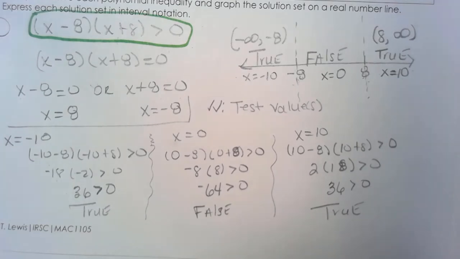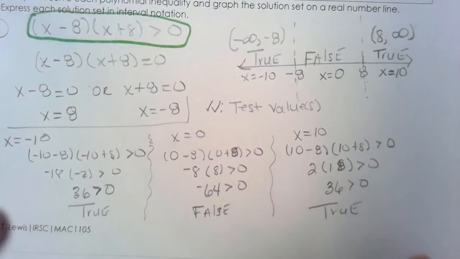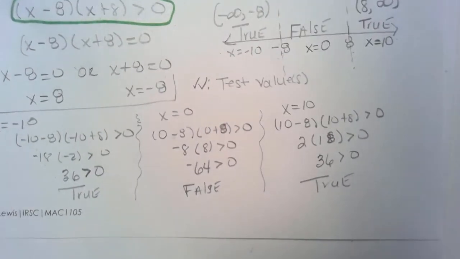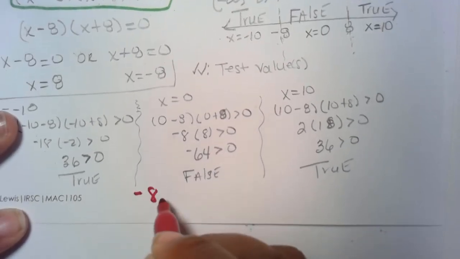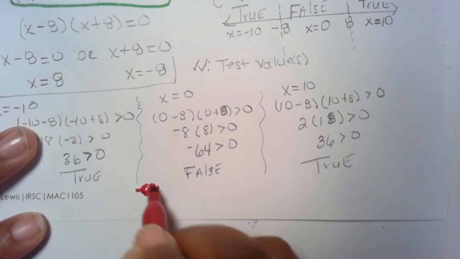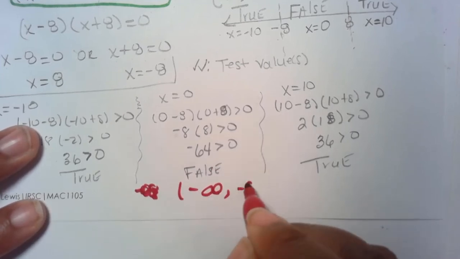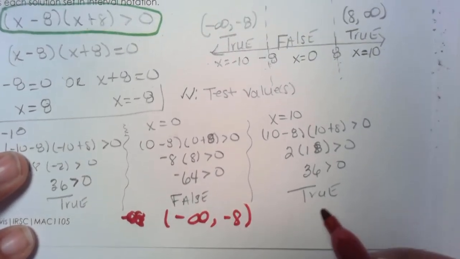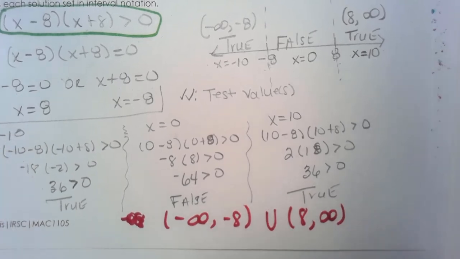So now we want to represent our solution in interval notation. This is how we would write it. Let's erase this and start over. We have negative infinity, comma, negative 8, close it with a parenthesis, union 8, comma, positive infinity, and that is our answer.